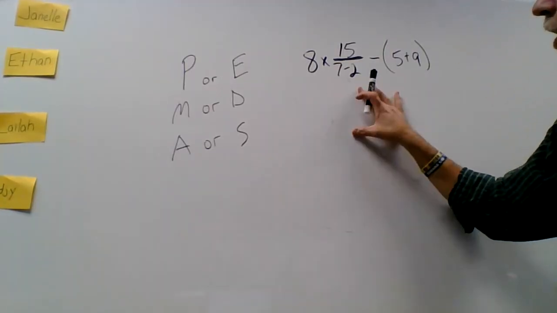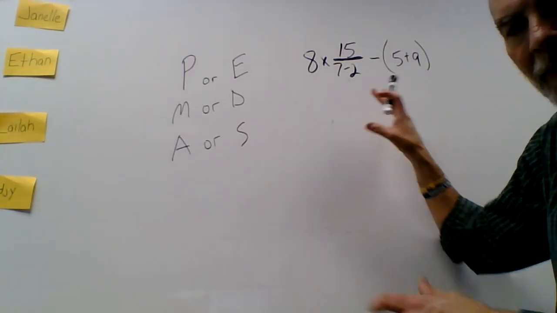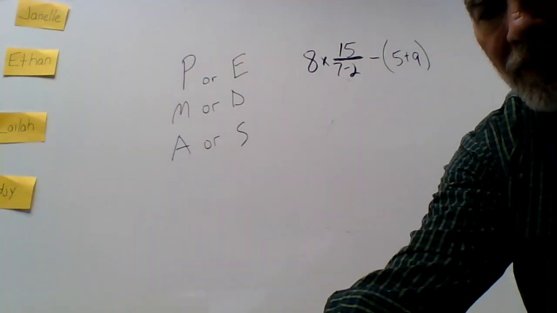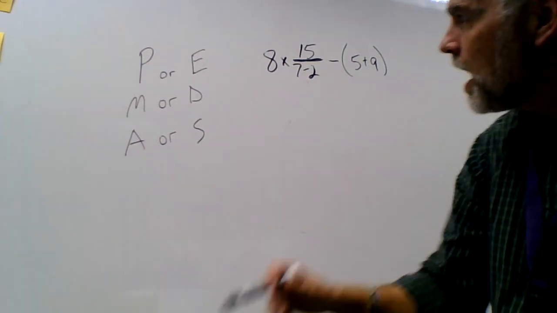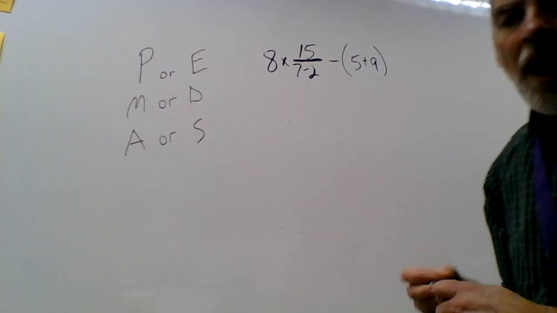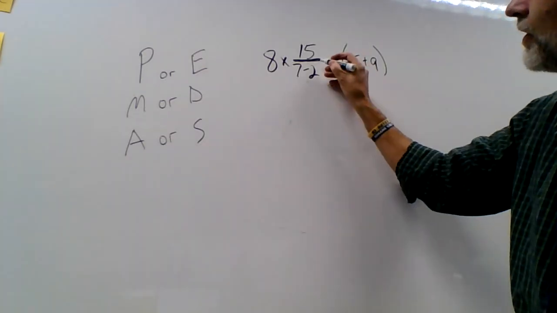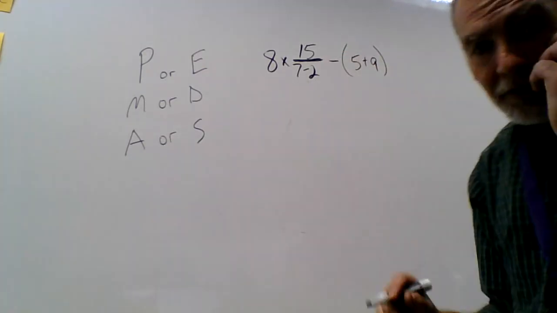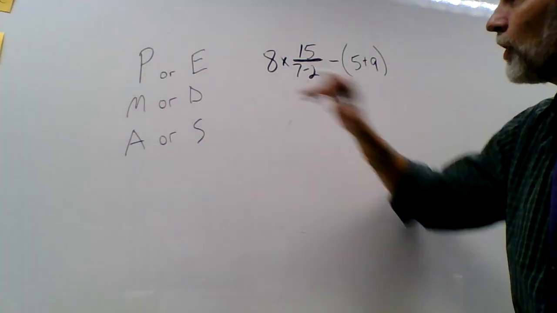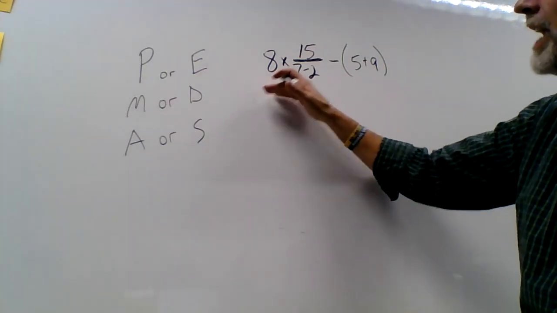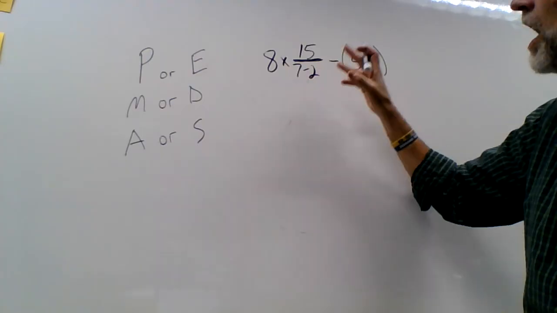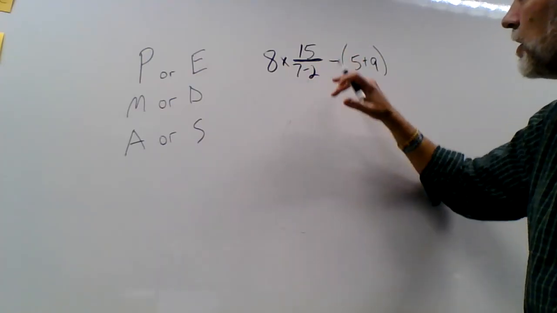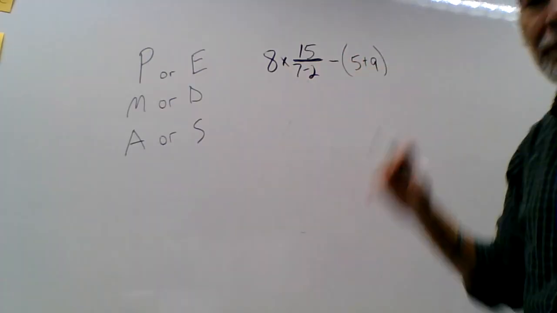Now, I'm going to show you a pretty complicated problem. It's much like some of the problems you saw in this week's homework. And what threw off a lot of students is when they see this fraction bar, right? So let's look at the problem. It says 8 times 15 over 7 minus 2 minus 5 plus 9.